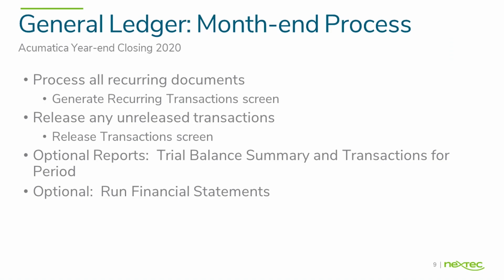From there, we're going to move to our last slide, and that is going to be our general ledger month-end process. What we're going to do is generate recurring transactions, and then we're going to release those transactions directly into the GL. And I'm going to show you guys some optional reports that you can run that'll help you tie out. Whether you need to issue financial reports for any accounting or legal reasons or tax reasons, or maybe you just want to go through and take a look at all of your balances to start planning your budget for next year.